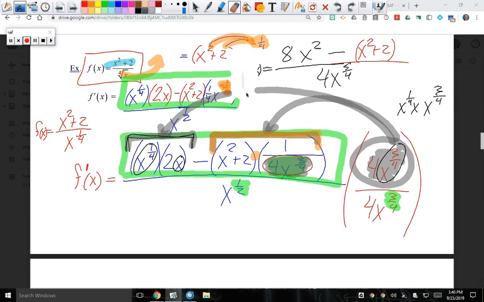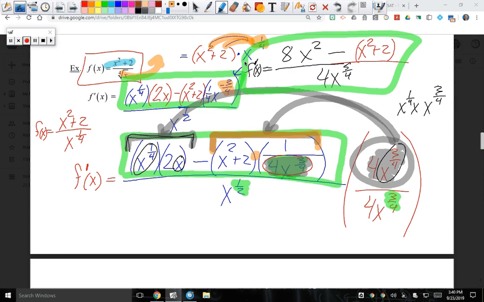What's the most important thing? What is the most important thing that I have written? Parentheses. Right here. Because what I really have is 8x squared minus x squared minus 2 all over 4x to the 5/4. We can see what cancels or combines. We see that we have 7x squareds.